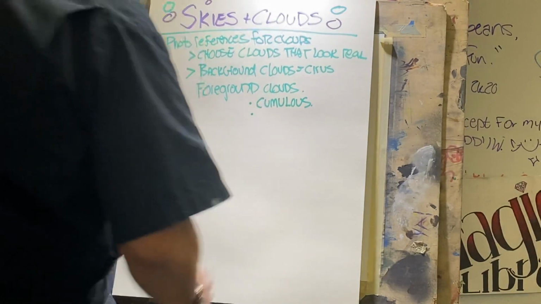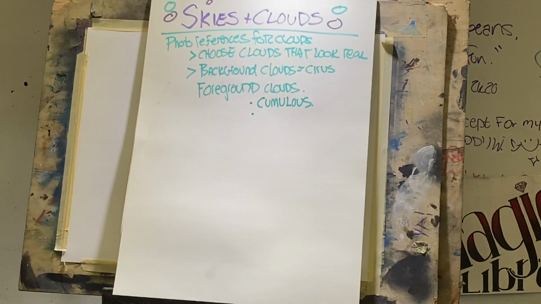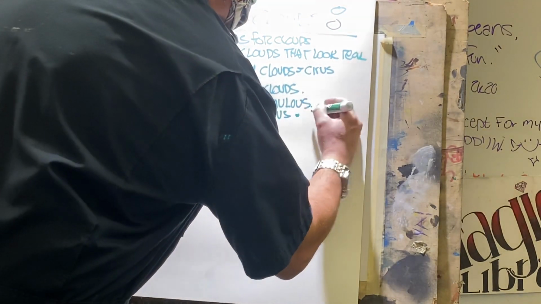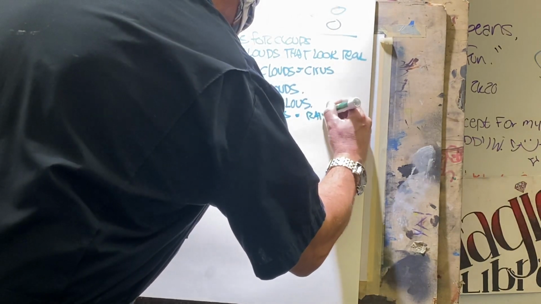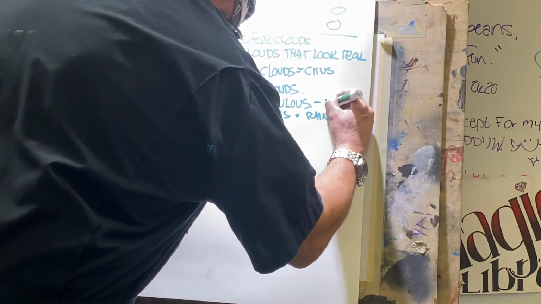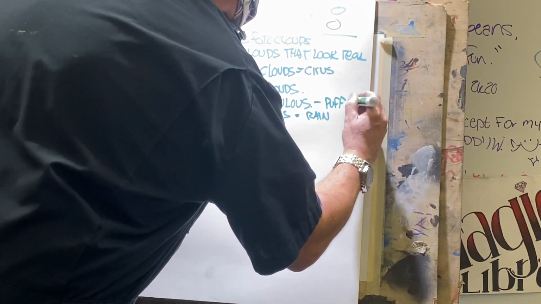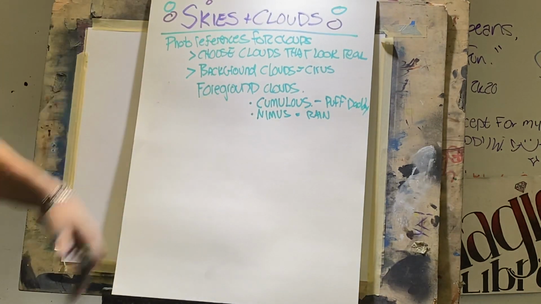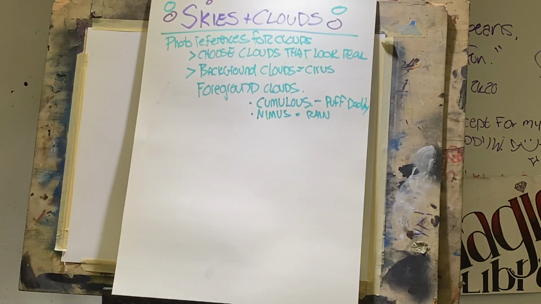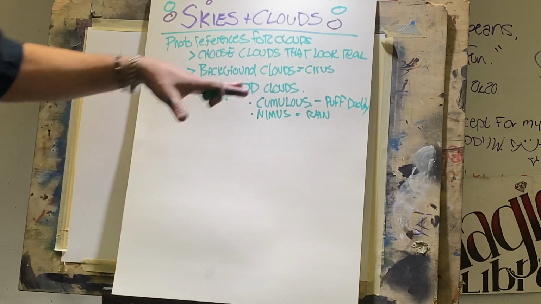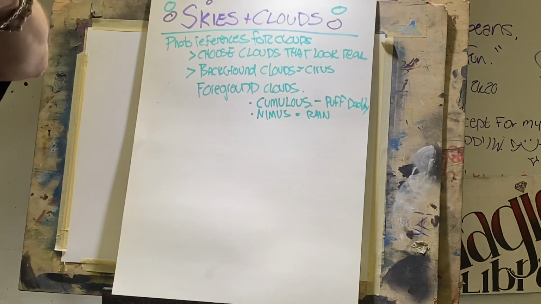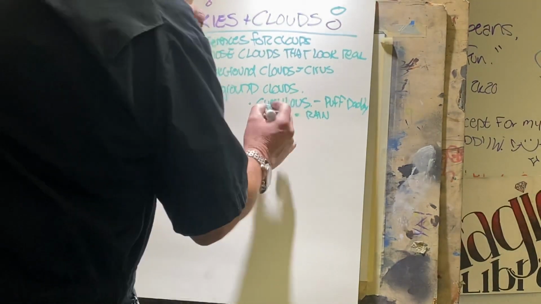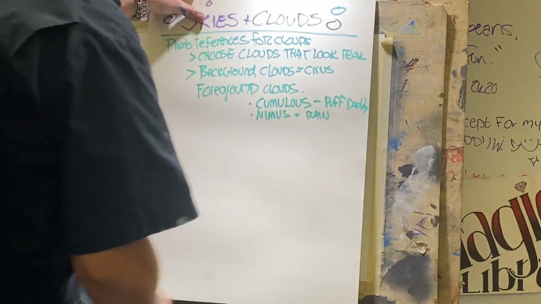So cumulus clouds. If you want rain clouds, those are called nimbus clouds. Nimbus equals rain. And cumulus is puff daddy clouds. Nimbus, rain, and then the other ones I don't recommend, but there's like stratus. So strata just means a full layer. If you do a full layer of clouds, your graphite's going to be kind of messy. I don't recommend stratus clouds. I would stick with cumulus and nimbus.